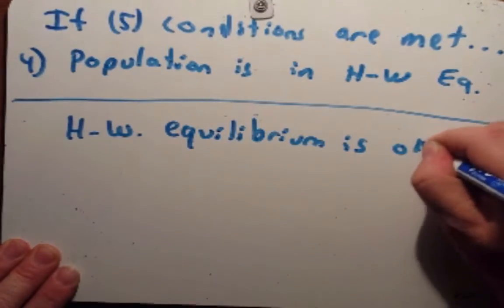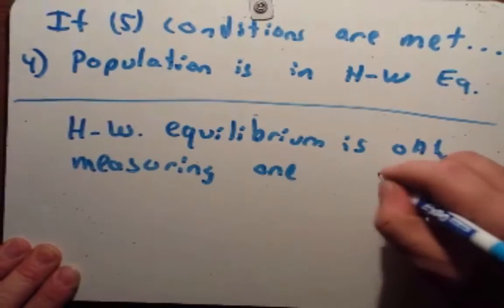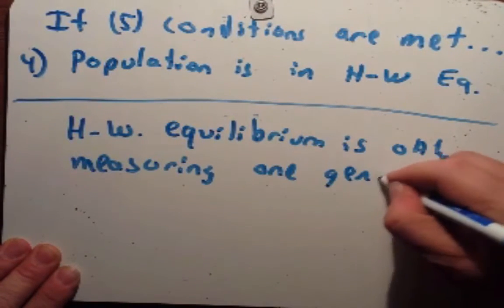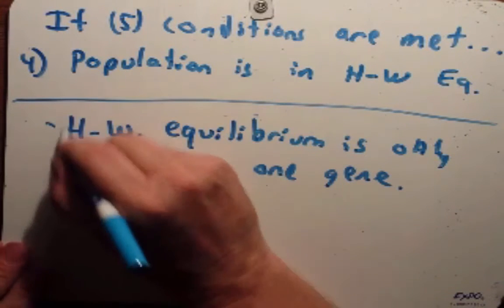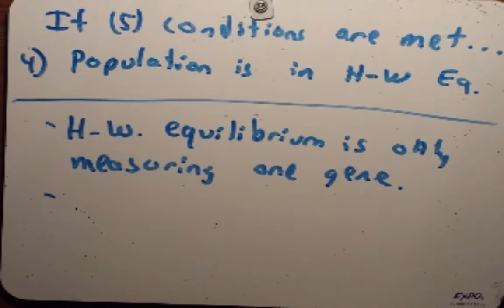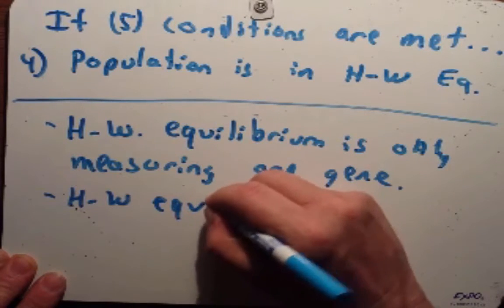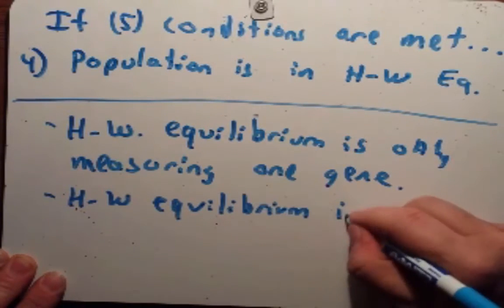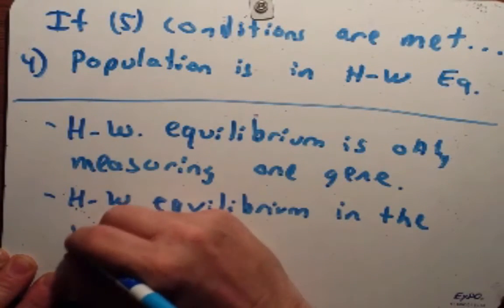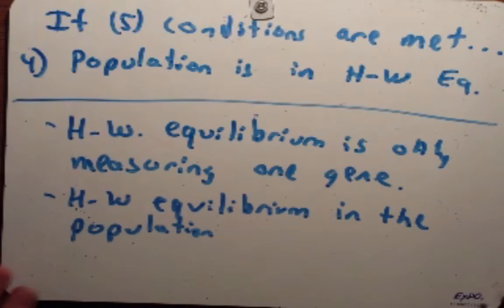Now remember, when we're looking at Hardy-Weinberg equilibrium, it is only measuring one gene and its associated alleles. And in general, most populations, particularly if you look at all of the genes in a population, very few populations would ever be in Hardy-Weinberg equilibrium. So I'm just going to write: Hardy-Weinberg equilibrium in the whole population, looking at many genes, is rare.